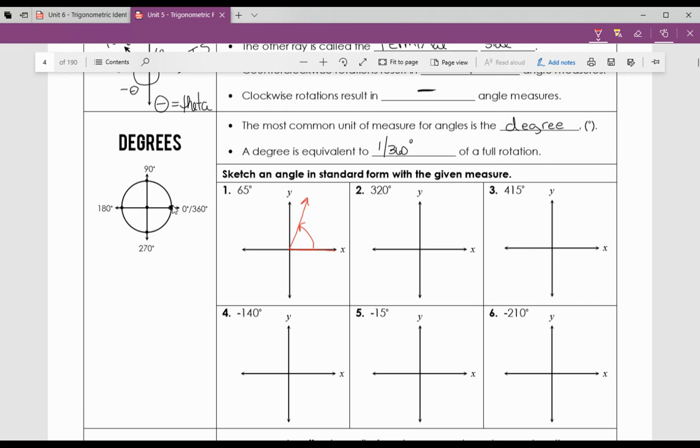Now remember, we start here. We go to 90, 180, 270, 360. So we're looking for where these angles fall. So 320, do you agree, would fall between 270 and 360? So over here somewhere, I'm not sure if I've got it in the exact spot, but it's in the right quadrant because it's between 270 and 360. Start here and show your rotation because that's a positive angle.